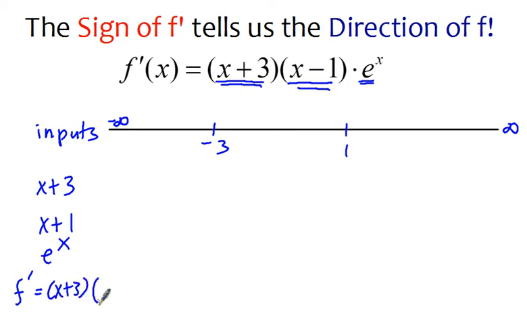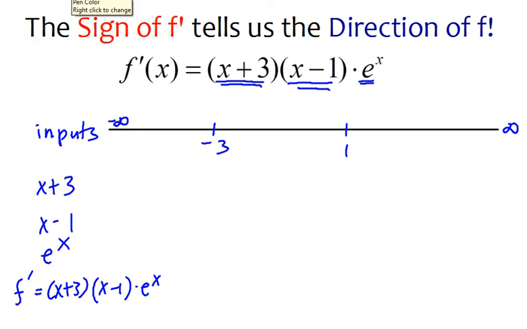Have I done this wrong? This should say x minus 1. Whoops, let me fix that. X minus 1. Whoops. X minus 1 times e to the x. Okay. All right, so I'm just going to look at each factor separately and then look at their product.